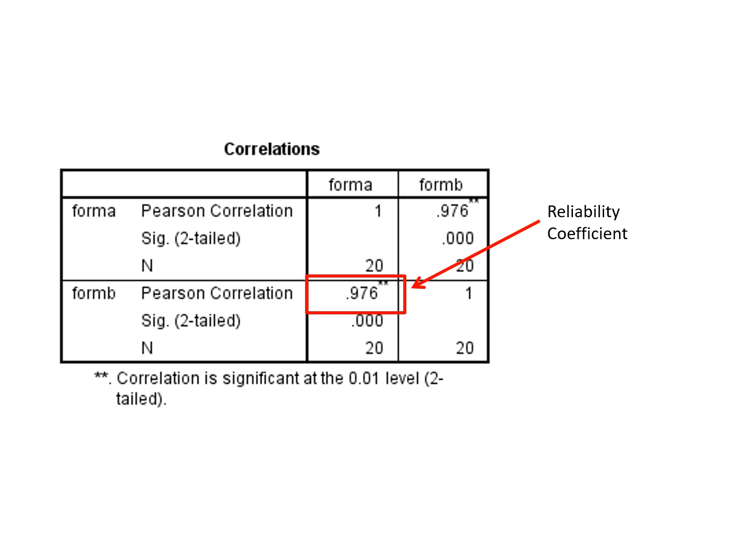Notice the significance here is listed as 0.000. Just a quick reminder, we never report a P of 0. We would report this as less than 0.001.